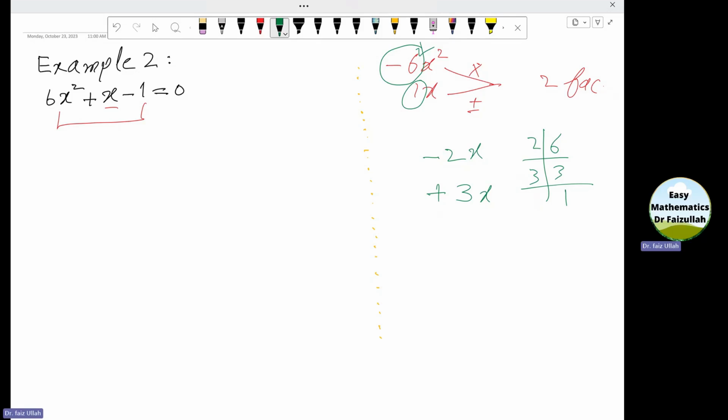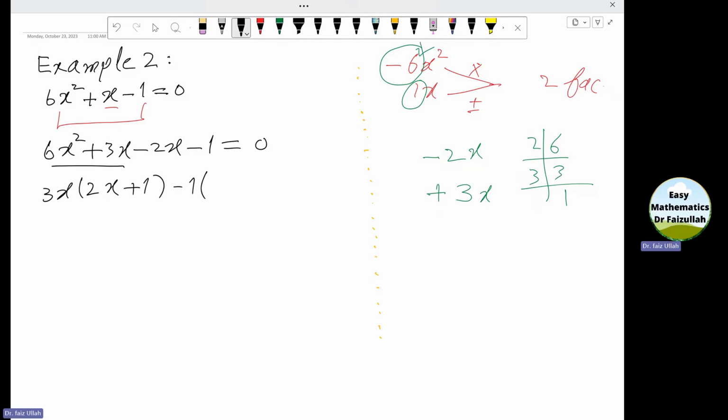So now we can factorize this equation. Write the first term as it is, and then write plus 3x minus 2x, and the last term constant as it is. Take common from the first two terms. The common is x, so we have 2x plus 1, and take common from the last two terms. The common is minus 1. We have 2x plus 1 equal to 0.